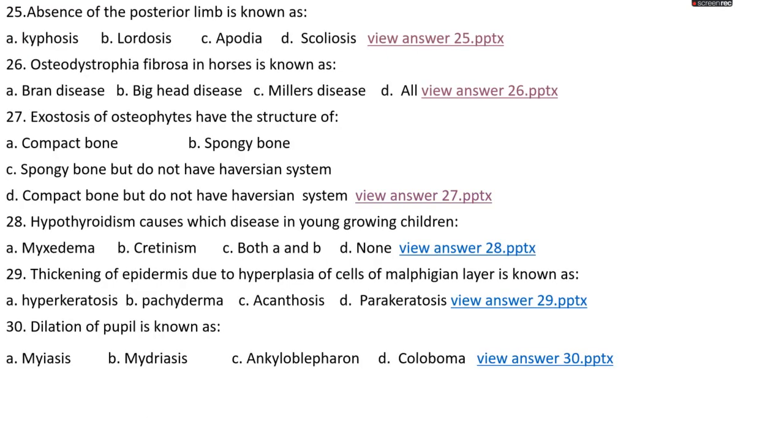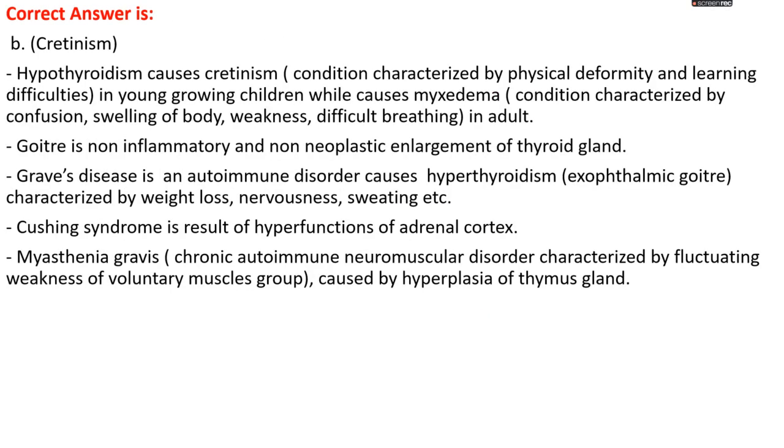Question number 28. Hypothyroidism causes which disease in young growing animals or young growing children? Option A, myxedema. Option B, cretinism. Option C, both. Option D, none. The right answer is option B, that is cretinism.